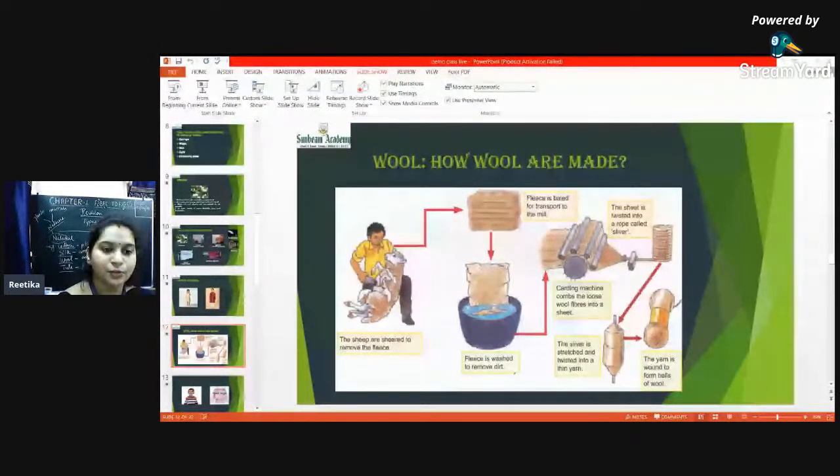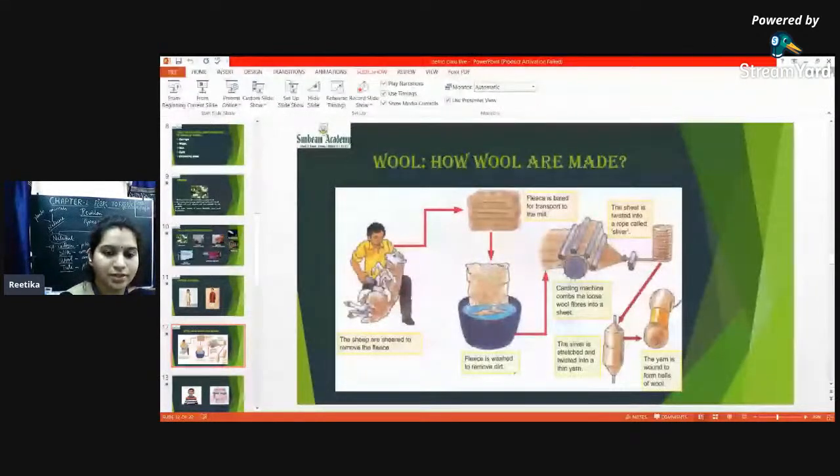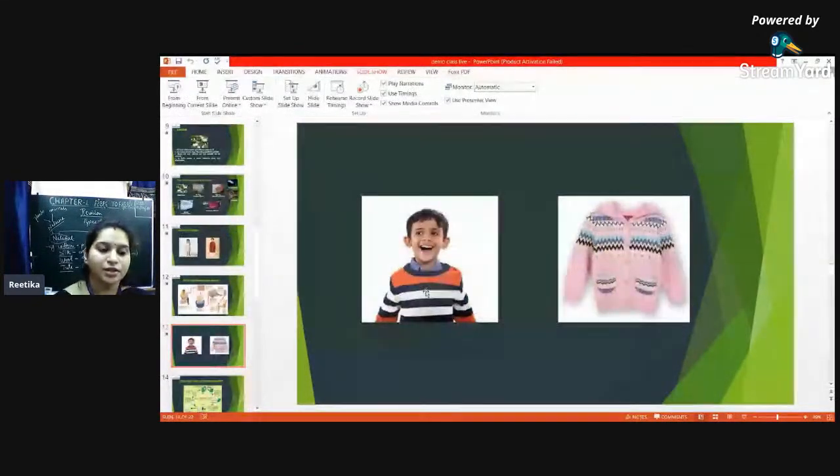Now this wool part is clear, I think. Any doubt, children? Yes, so after the yarn of wool is prepared, we can do two things. See, either we can do the knitting or we can do the weaving. When we knit a sweater, you can see this pink one. You can see the pink sweater.